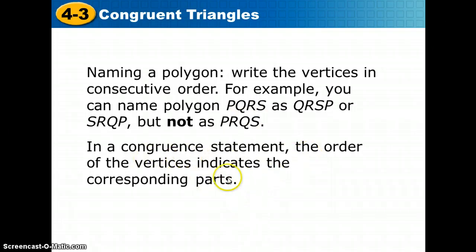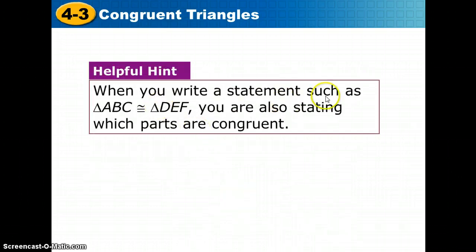In a congruent statement, the order of the vertices indicates the parts that are corresponding. So when you write a statement such as triangle ABC is congruent to triangle DEF, you're also stating which parts are congruent. In this case, A and D would be congruent corresponding angles, B would be congruent to angle E, and C would be congruent to angle F. And then the sides, AB, those two letters together would match up to D and E, so we know side AB is congruent to side DE. And the same for BC and EF, and AC and DF. That's what we would get.